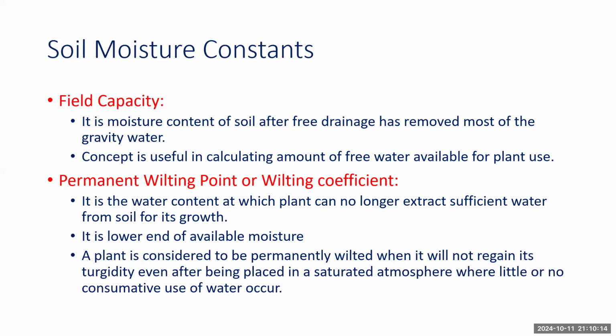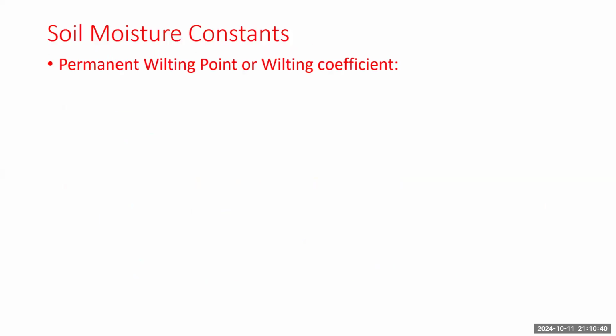When the moisture content is equal to wilting coefficient, when moisture content is equal to permanent wilting point. Okay, so a plant is considered to be permanently wilted when it will not regain its turgidity even after being placed in a saturated atmosphere. So that is called a permanent wilting point.